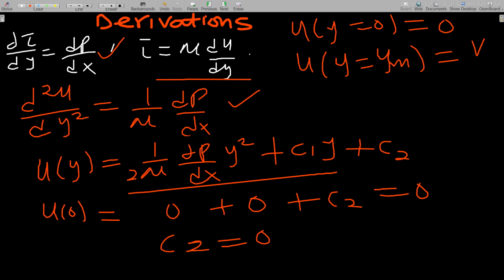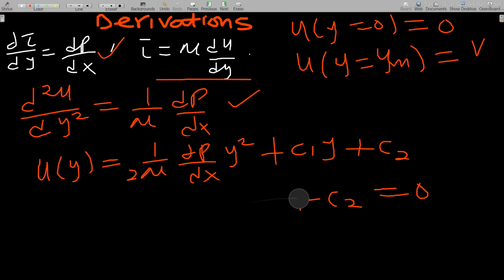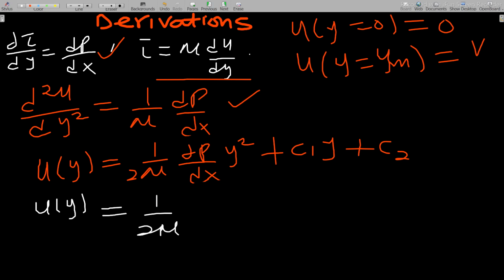So it means my velocity will reduce. Okay, the length of the equation will reduce. And let's reduce it and write it. Well, okay. That is why I'm erasing this part for you, so that you understand. Now, since C2 is zero, here we have our u of y being equal to 1 over 2 mu del p del x y squared plus c1 y. Now, this is what I have here.